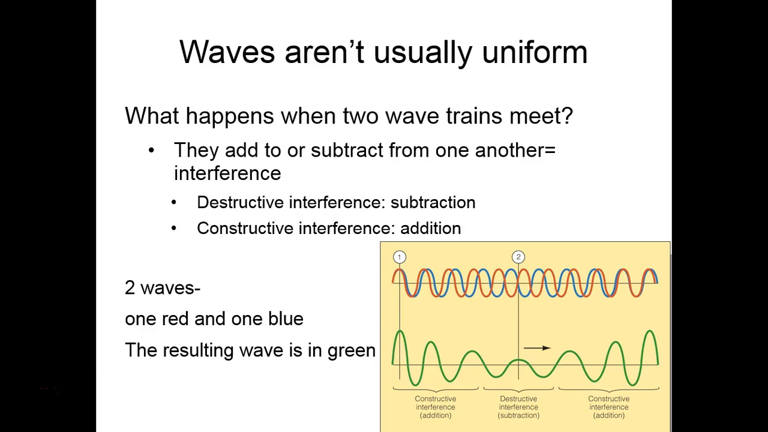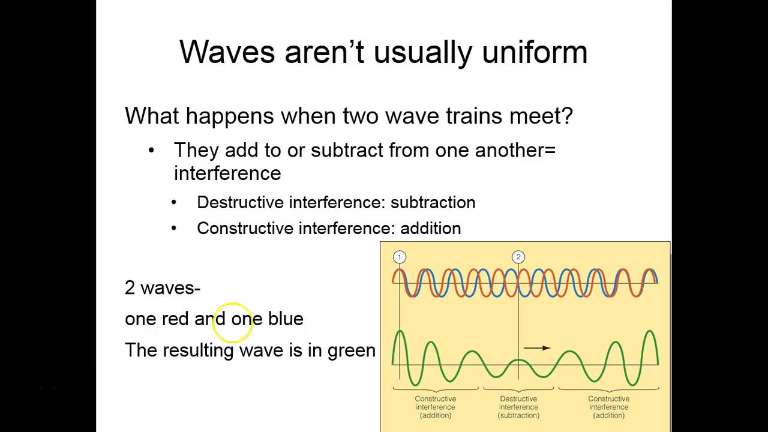So when two wave trains meet, they can either add to each other or subtract from one another. And we call this interference. So destructive interference would be interference that subtracts from one another. So they come together and both of them get smaller. Constructive interference is where they add to each other. So two wave trains come together and you end up with bigger waves.